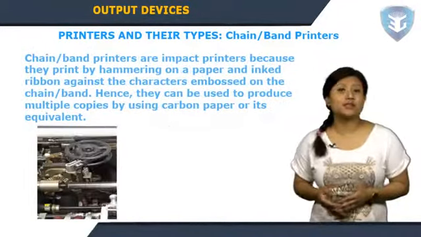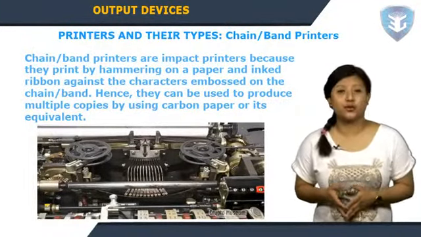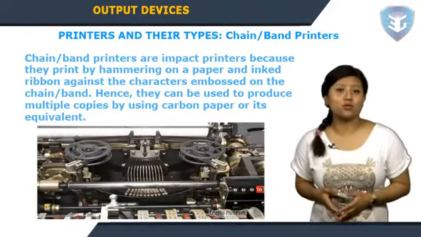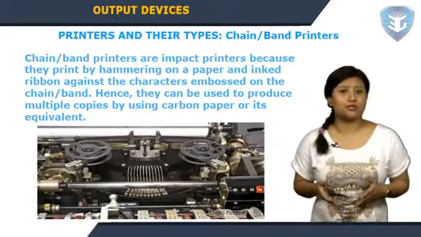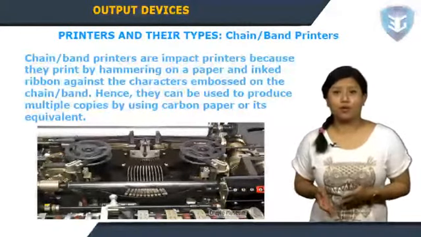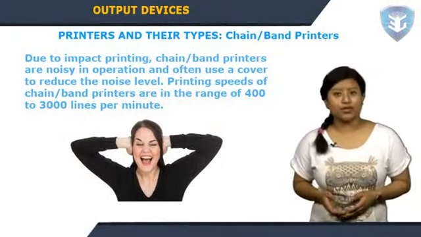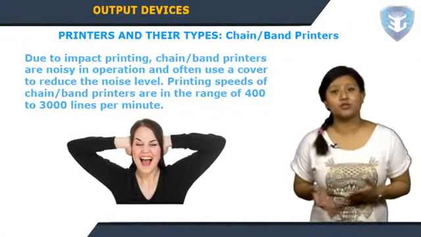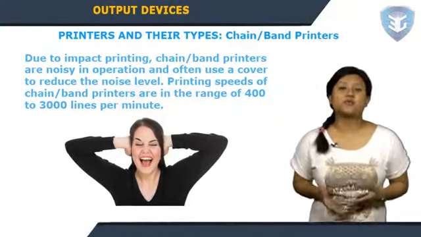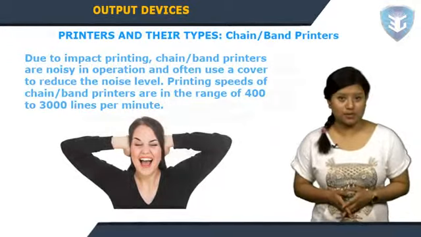Chain band printers are impact printers because they print by hammering a paper and inked ribbon against the characters embossed on the chain or band. Hence, they can be used to produce multiple copies by using carbon paper or its equivalent. Due to impact printing, chain band printers are noisy in operation and often use a cover to reduce the noise level. Printing speeds of chain band printers are in the range of 400 to 3000 lines per minute.